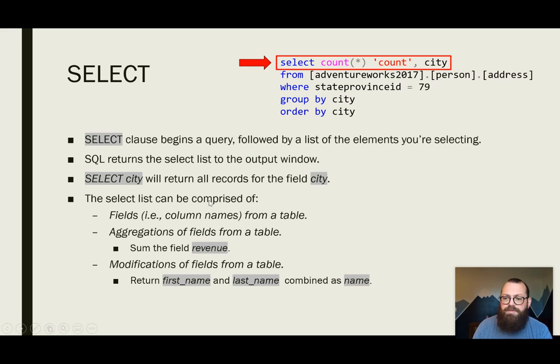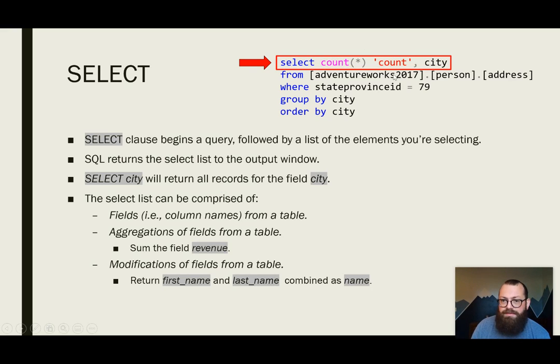So we saw this when we did basic calculations with the select clause in the prior video, prior lecture, right? Select 3 plus 1 will return 4 to the output window. And another example, using data in a table, select city will return all records for the field city. So in the output window, you'll have a column called city, and then each record would display the value for city for each record within the larger data set.